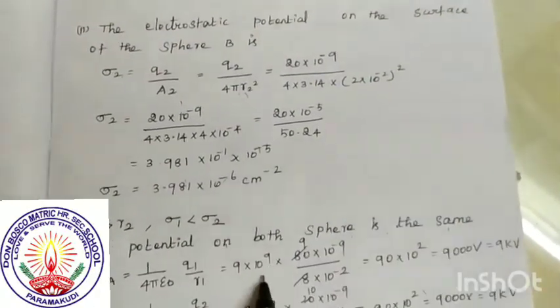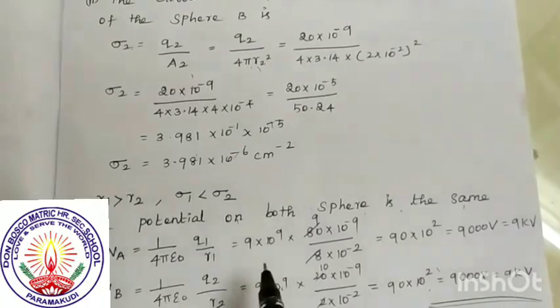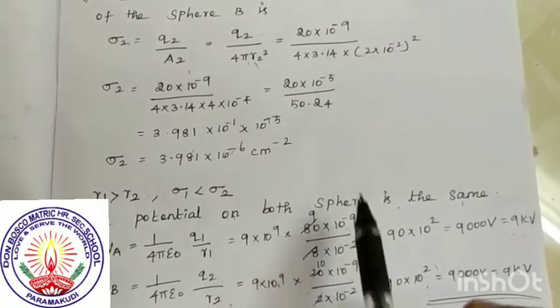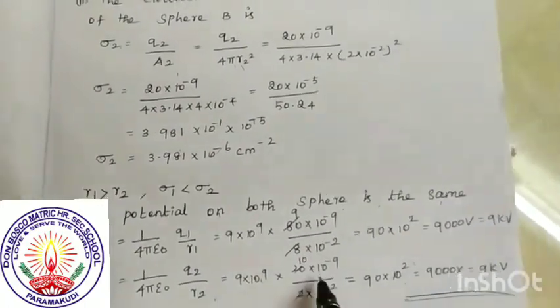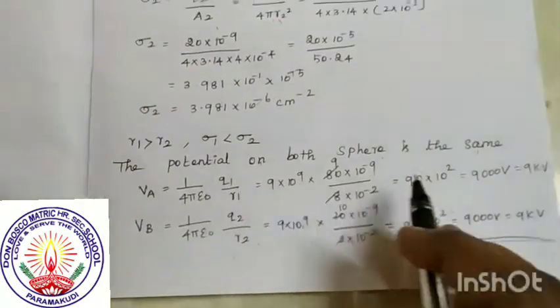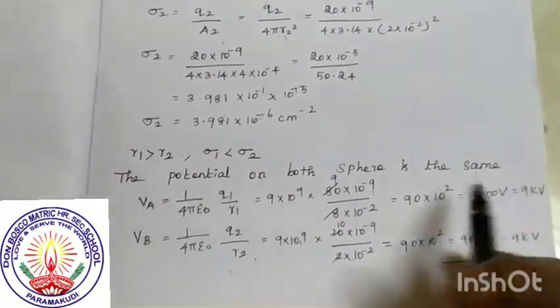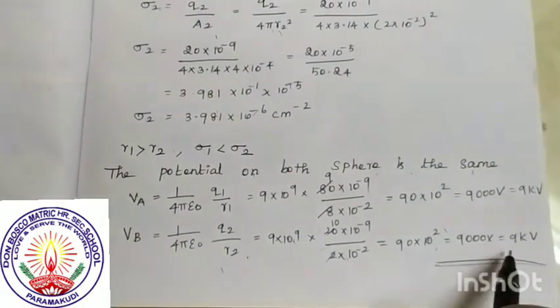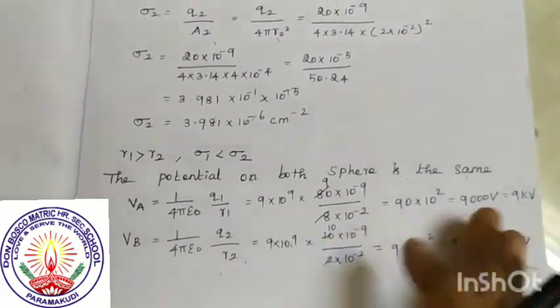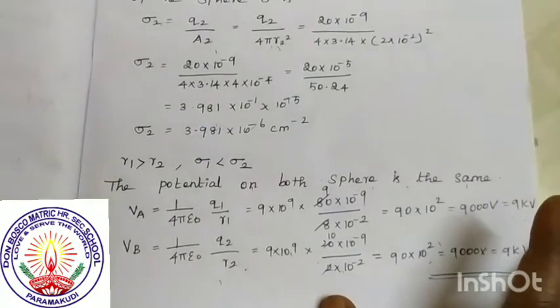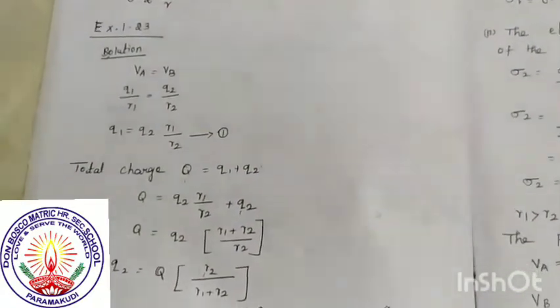In this question, the potential will be the same for both the spheres. So we have to calculate for these two spheres. The first sphere's potential is 9 kilovolt and the second sphere's potential is 9 kilovolt. So both the spheres have the same potential. Is it clear? So this is one of the important 5-mark questions. Is it clear? Yes.